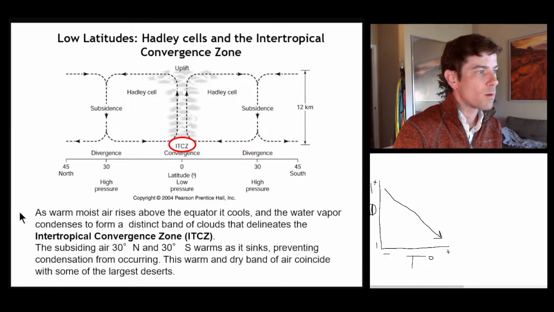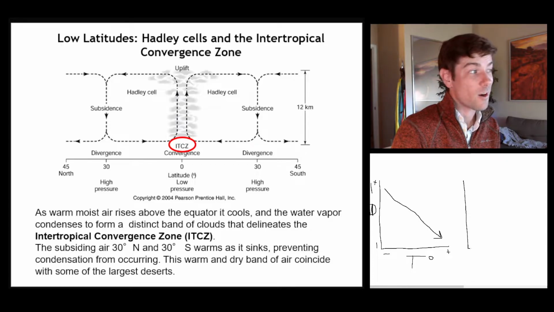This says, as warm, moist air rises above the equator, it cools, and the water vapor condenses to form a distinct band of clouds that delineates the intertropical convergence zone. Okay. The subsiding air at 30 degrees north and 30 degrees south warms as it sinks, preventing condensation from occurring. Warm and dry band of air. This warm and dry band of air coincides with some of the largest deserts on the planet.